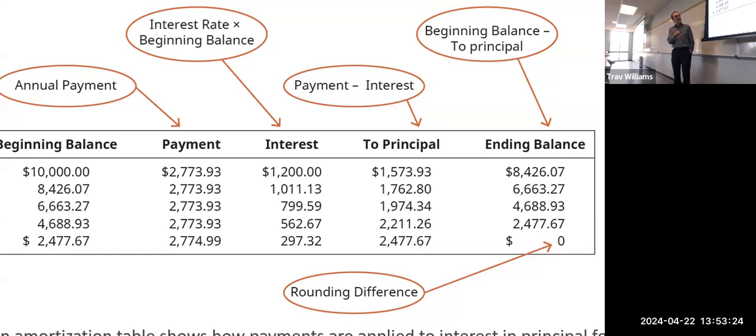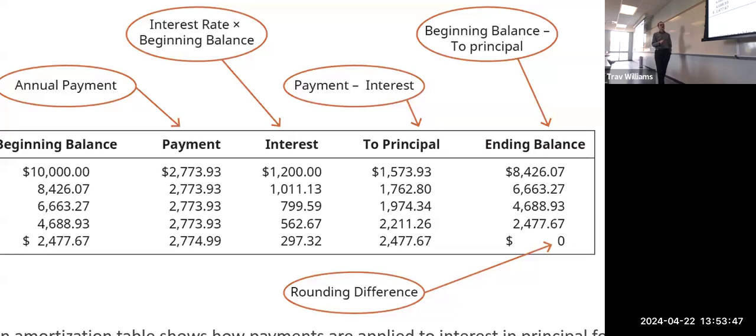So payment minus the interest tells us how much is going towards the principal. Then what we do is we subtract that portion that went towards the principal from their beginning balance, and that gives us the ending balance. Then we just keep repeating that process.